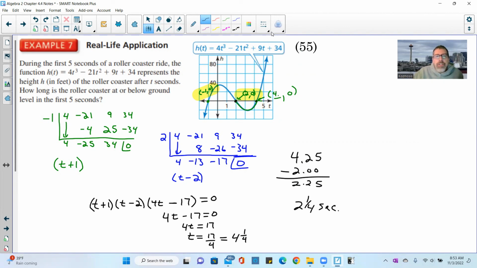Okay, so that's how you do this problem. So that was kind of a neat problem. So now you should be able to do problem number 55.